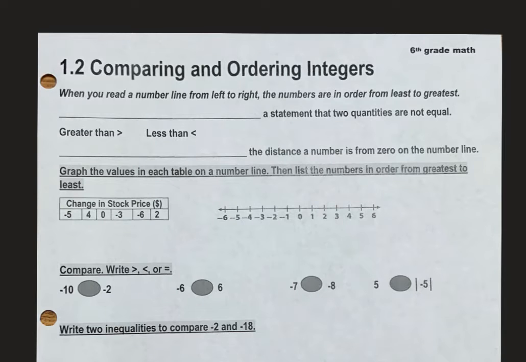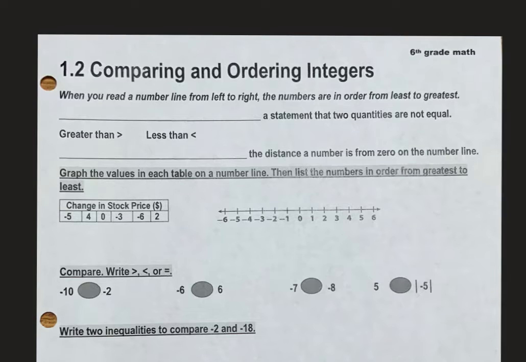Okay, so the first vocab word says when you read a number line from left to right, the numbers are in order from least to greatest. Okay, so blank is a statement of two quantities that are not equal. What do you think that is? No, I was asking a question. Summer? Is it an inequality? It is an inequality.